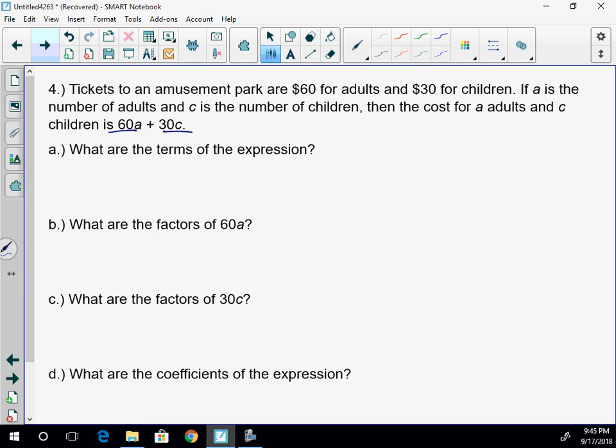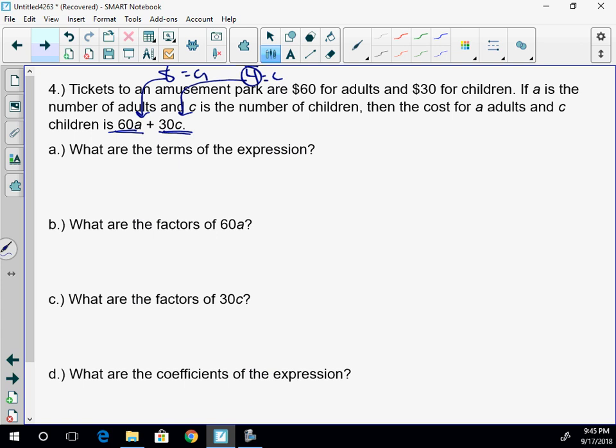What does that mean? Well, let's say 8 adults show up, then I would substitute 8 in for A. And let's say 4 children show up. These numbers are really small for amusement parks, but whatever. Then I would substitute 4 in for C, and then I would compute 60 times 8, 30 times 4, and then I would get the total cost of what they brought in that day, or that minute, or whatever.